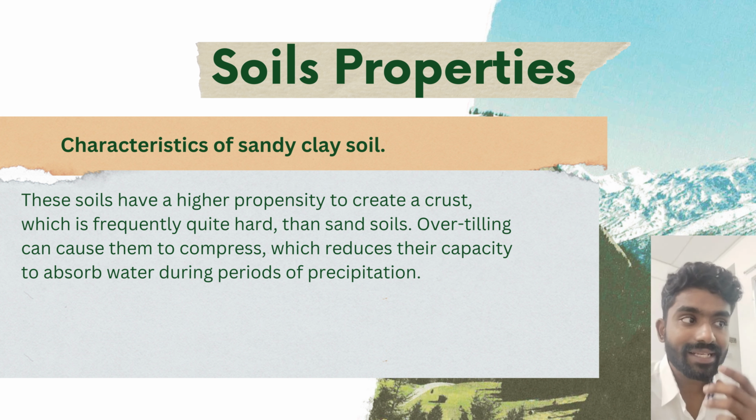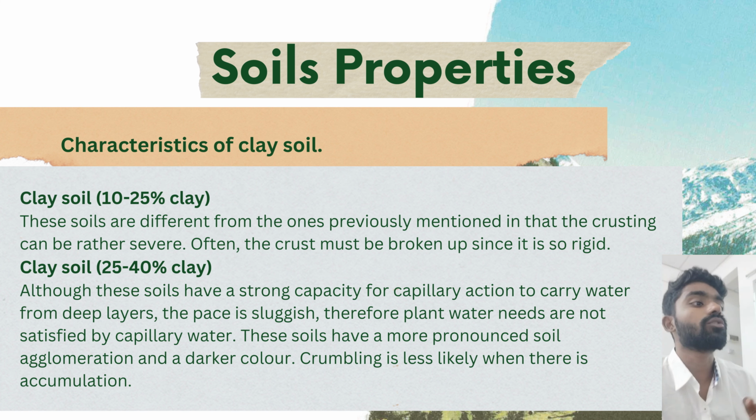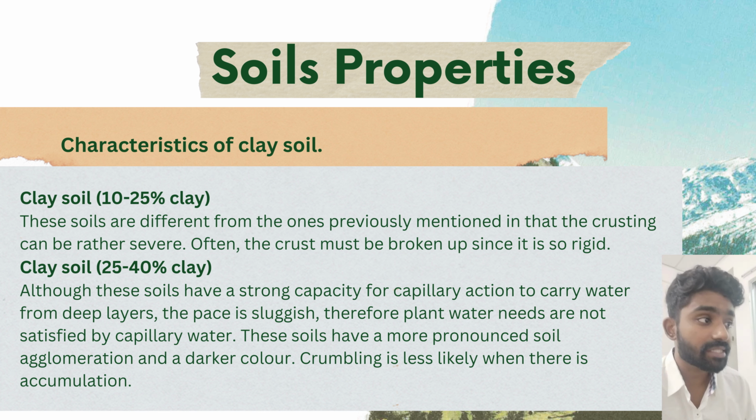Now we are going to take a look at the characteristics of clay soil. For clay soil, there are so many categories. Let's take a look at the first one, which is 10 to 25% clay. These soils are different from the ones previously mentioned in that the crusting can be rather severe. Often the crust must be broken up since it is so rigid.